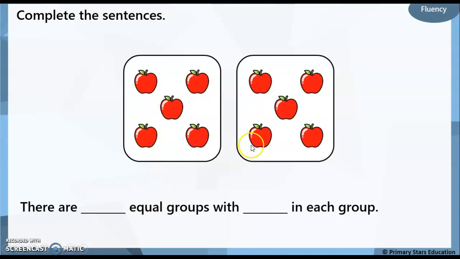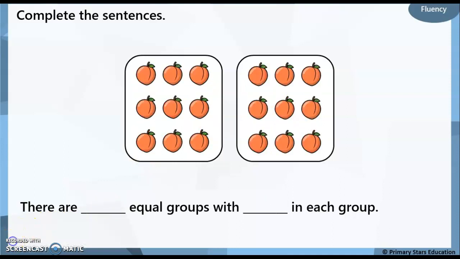To make sure they're equal groups, we can count them. 1, 2, 3, 4, 5. They both have 5 in, so there are 2 equal groups with 5 in each group. Let's have a look at this sentence. We've got 1, 2, and we can already see that because these are in nice rows, that they are equal.